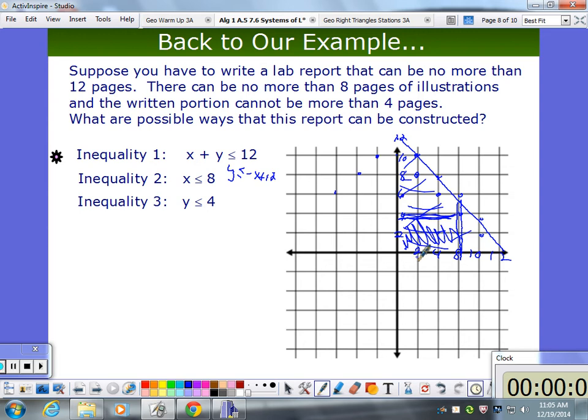So what does that mean? You could have, I think that was our illustrated pages on x, and written pages over here. So you pick points in here. If you pick any point in here, let's say you pick 4, 2, it says you could have 4 illustrated pages and 2 written pages and meet all the requirements. You could have 8 illustrated pages and maybe only 2 or 4 of them, right? So any points you pick in here, I think for these they have to be integers, I guess you could have half a page. But it helps you decide what works in this configuration.